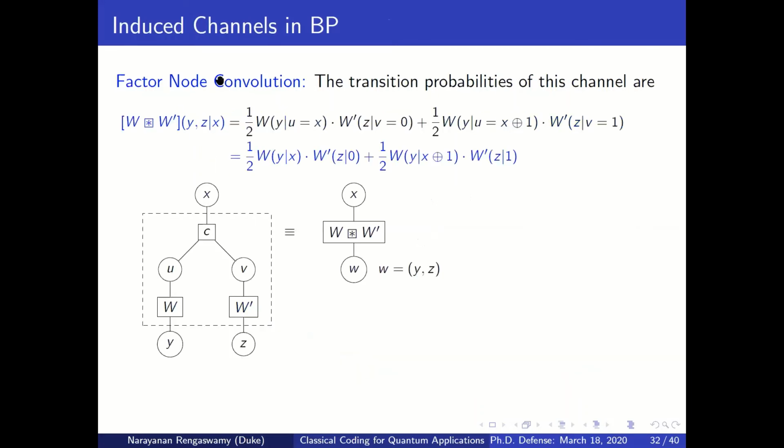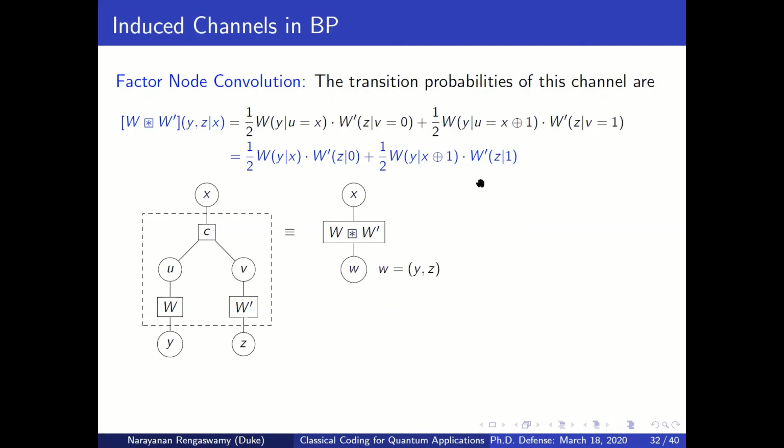And similarly, at a factor node or a check node, you send x in, and you get this y and z out. But if you zoom in here at the check node, you have two variables u and v. And we know that u plus v plus x should be 0. Which means either u equals x and v equals 0, so that u plus v is x, or u equals x plus 1 and v is 1. Those are the two possibilities.